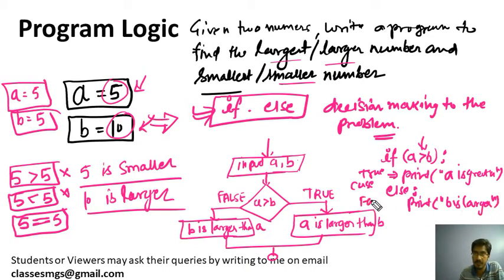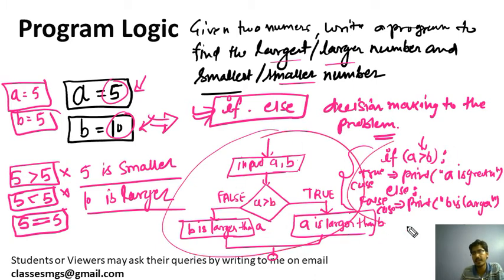Okay, so this is the false case. You should know how if else actually works. This is very similar to this diagram. If you can understand this diagram, you can understand this code also. Okay, so I hope this concept is clear. Now we will jump into our problem and solve it step by step.